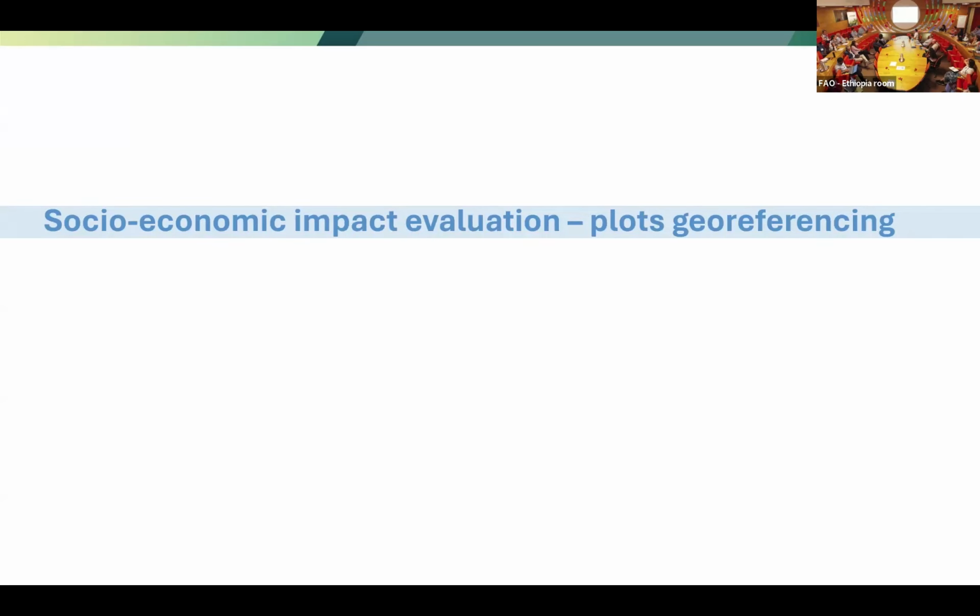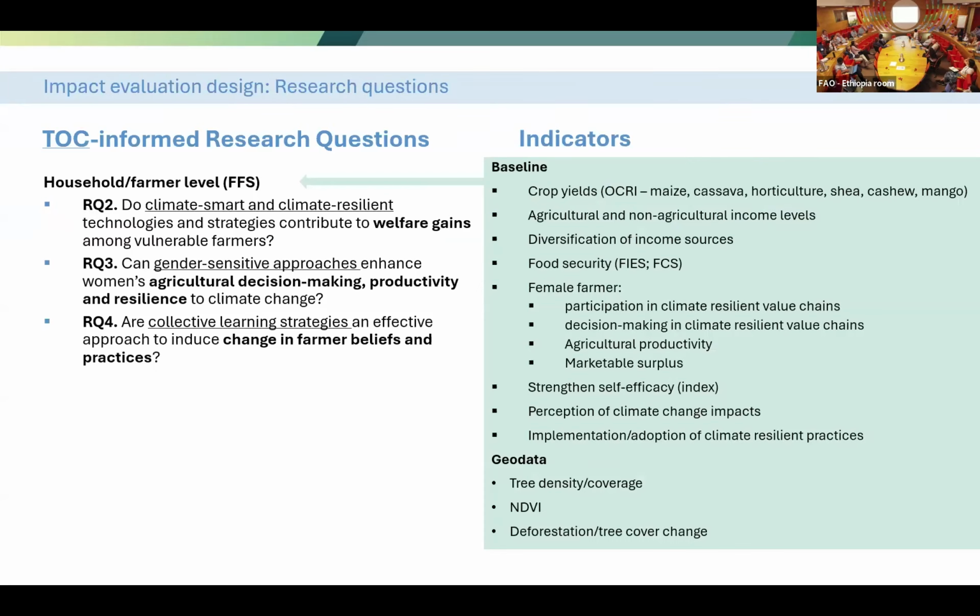So we were talking before about the infrastructure, and now we are going to talk mostly about the socioeconomic impact evaluation. So now the research question is mostly about the farming first school. This is another intervention, but it's also part of the same project. So the idea is to see if this farming first school, for example, contributes to climate resilient technologies, contributes to welfare gains among vulnerable farmers.